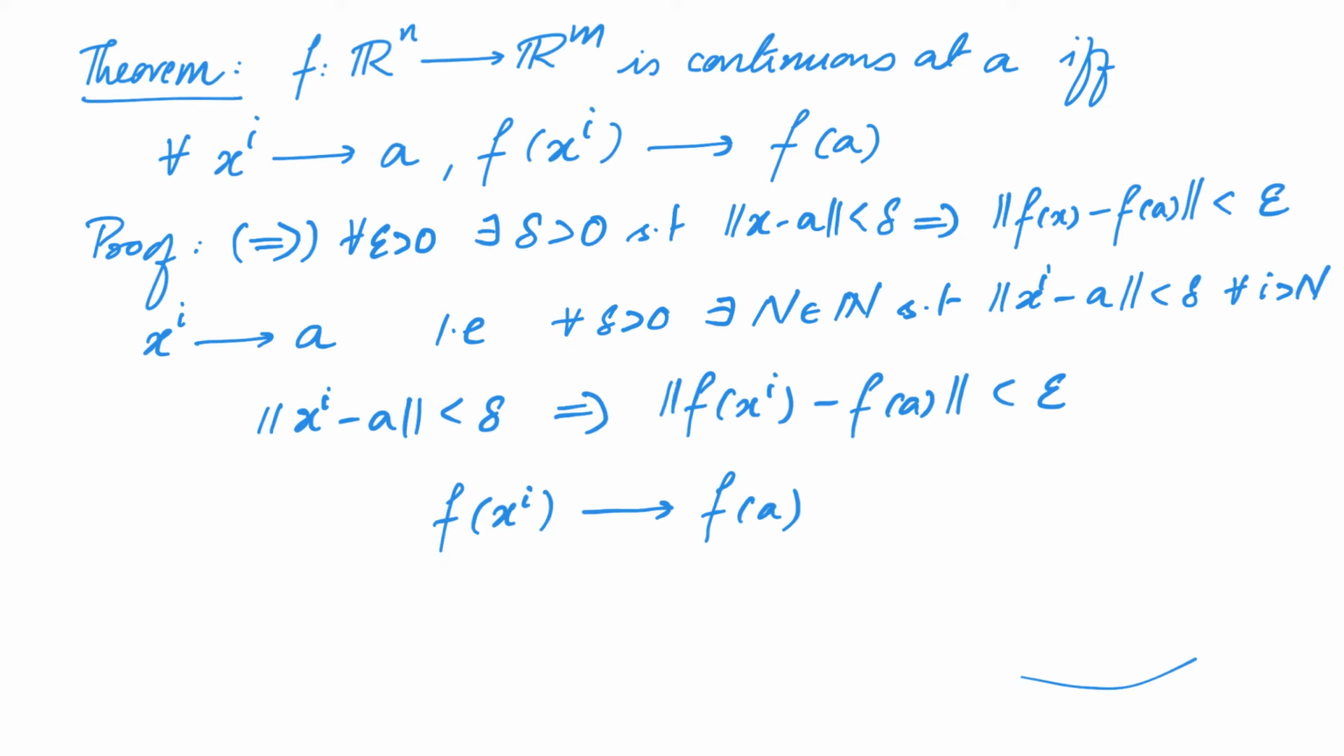Now let us try to prove the other way, namely if for every sequence x_i that converges to a, f of x_i also converges to f of a, then f is continuous at a. To prove this, we will use the contrapositive. In other words, we will prove that if this is not true, then this also cannot be true. That is, if f is not continuous at a, then there exists some sequence x_i such that x_i converges to a, but f of x_i does not converge to f of a. Let's try to prove this next.